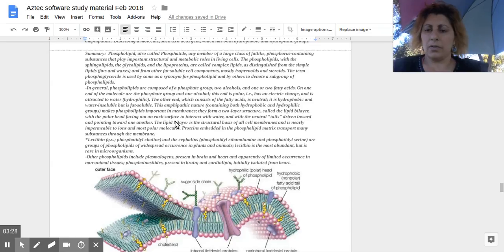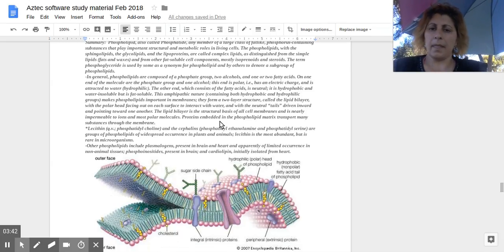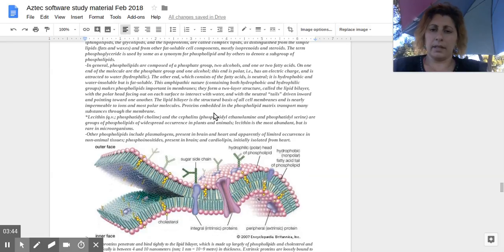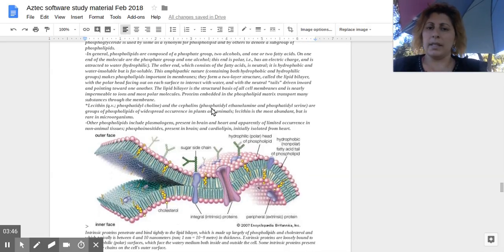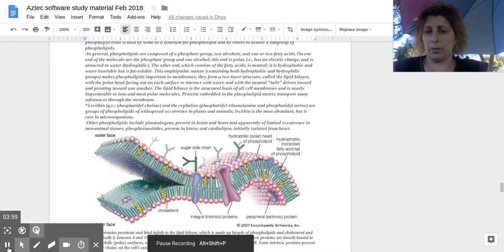In general, phospholipids are composed of the phosphate group, 2 alcohols, and 1 or 2 fatty acid tails. On one end of the molecule is the phosphate group and an alcohol. So at least one alcohol. This is the polar group with electrical charge, attracted to water, or hydrophilic. The other end, consisting of fatty acids, is neutral. It's hydrophobic, water insoluble, and fat soluble.